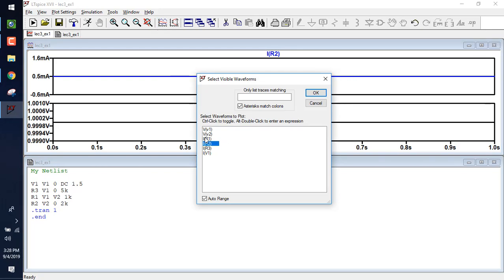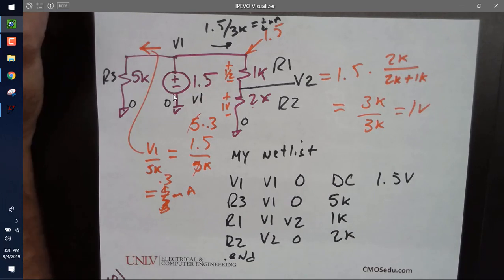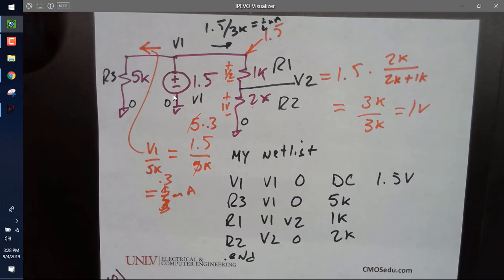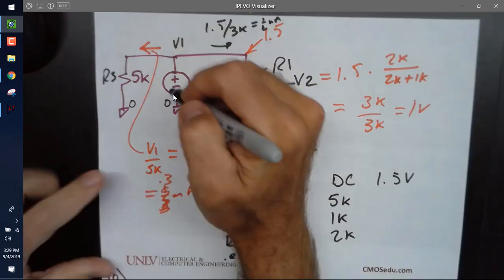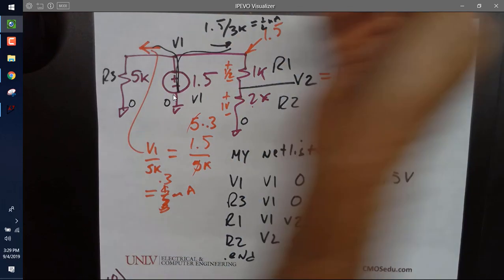Before I click the button, is the current going to be positive or negative when I plot the current through V1? It's positive the way I calculated, but what's SPICE going to tell me? Negative, because SPICE defines positive current as flowing from plus to minus, and I defined it as going out like this. Okay? So let's see, 0.8, minus 0.8.